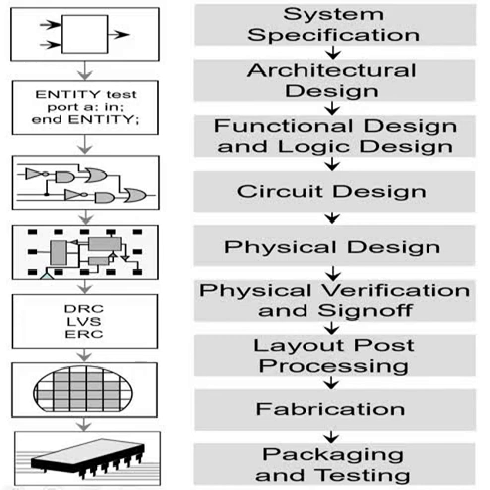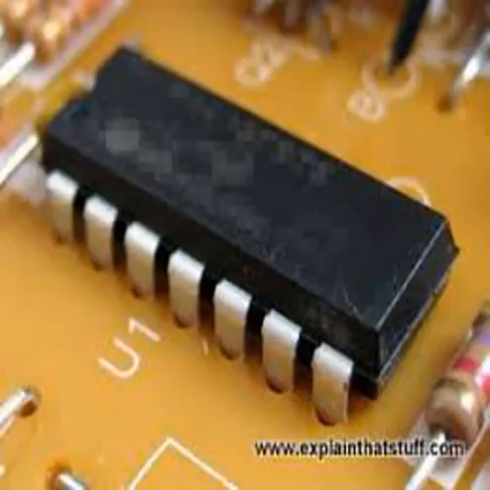ICs have two main advantages over discrete circuits: cost and performance. Cost is low because the chips, with all their components, are printed as a unit by photolithography rather than being constructed one transistor at a time. Furthermore, packaged ICs use much less material than discrete circuits. Performance is high because the IC's components switch quickly and consume comparatively little power because of their small size and proximity.